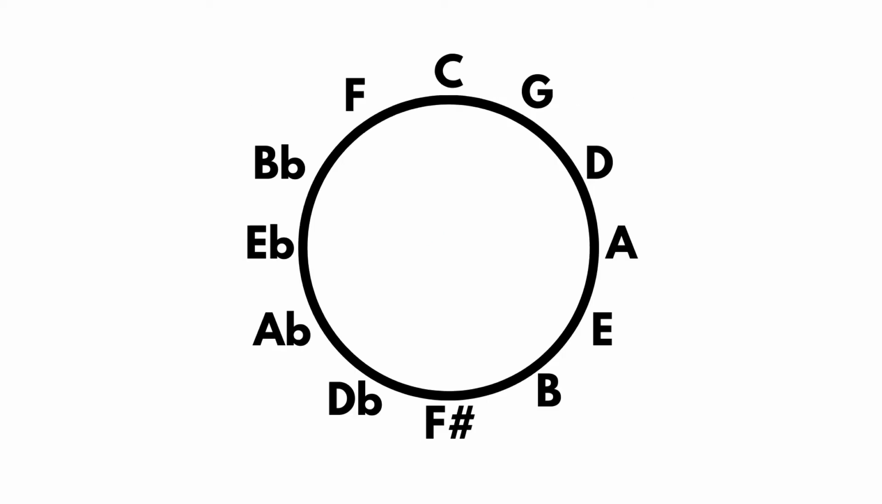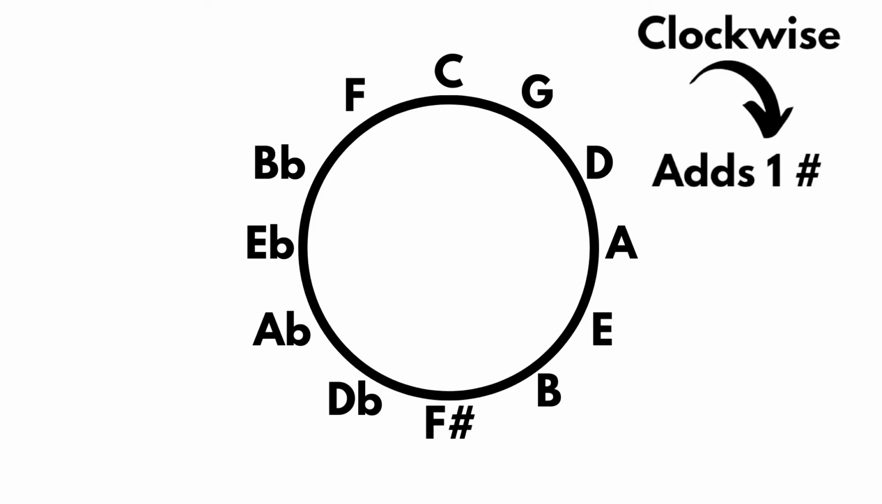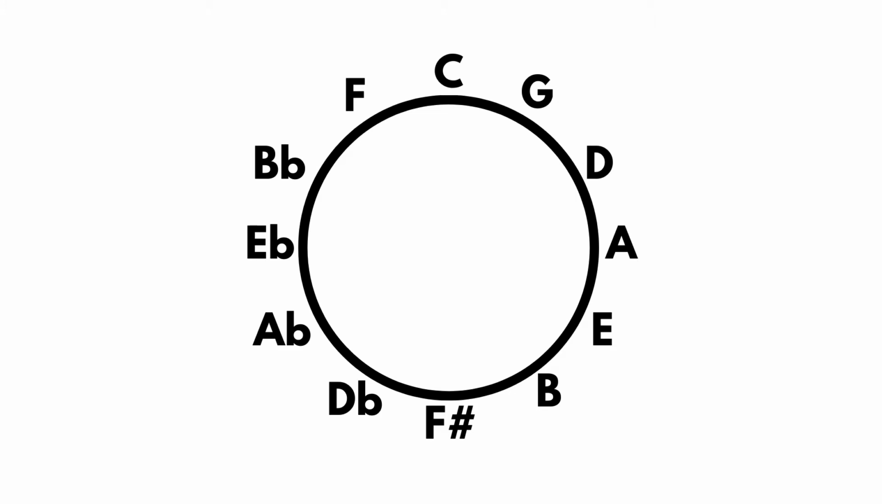Now, one benefit to the circle of fifths is that it can help you remember how many sharps or how many flats are within a given key. So let's first start with C major. In C major, there are no sharps or no flats, so that would be 0. Now, if we move around the circle of fifths clockwise, we will be adding one sharp as we pass by each key. So for example, from C major to G major, we will be adding one sharp.